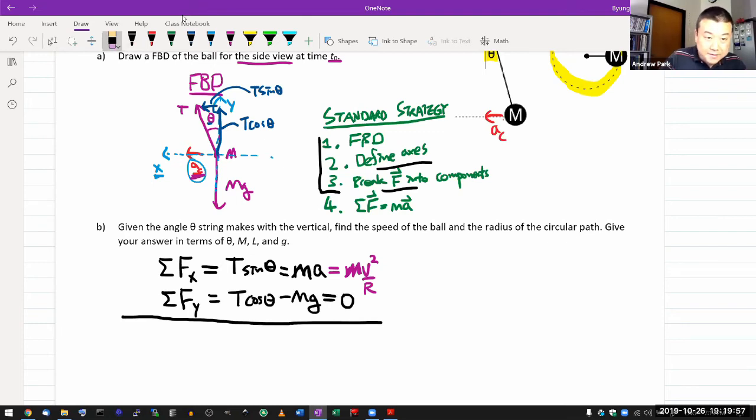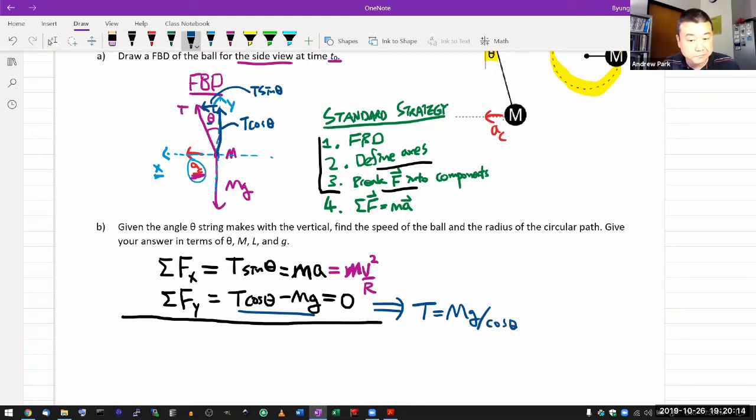So yeah, this is what I have. I have an equation for tension, which I can just solve for tension. It's one equation with one unknown. So solving it for tension, I get big mg divided by cosine theta.